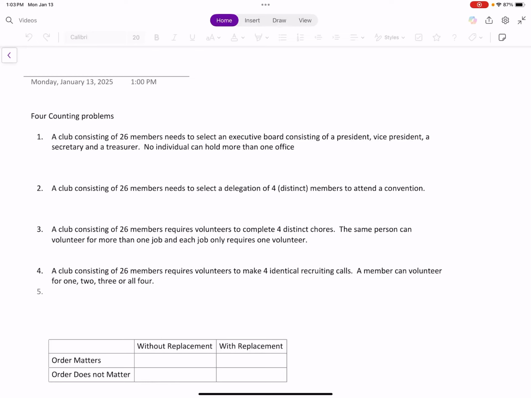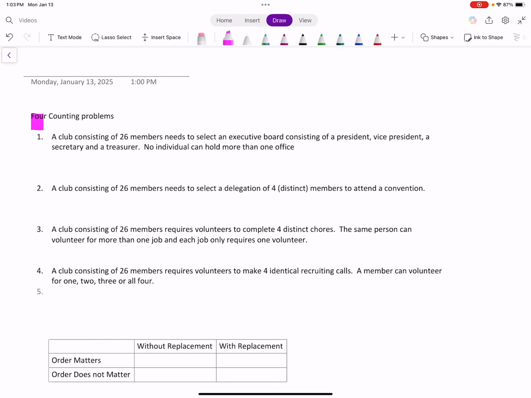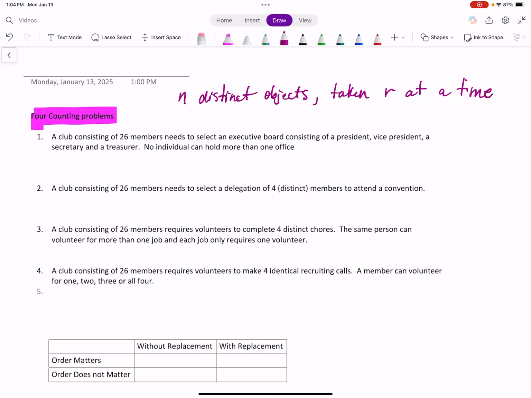Let's look a little bit more closely at 4 counting problems that have to do with order mattering and with or without replacement. In this video, we're talking about indistinct objects, so we have indistinct objects, and we'll say take R at a time. So consider these 4 problems.